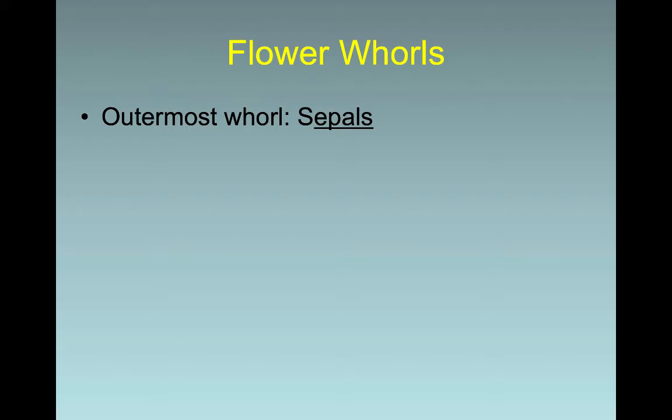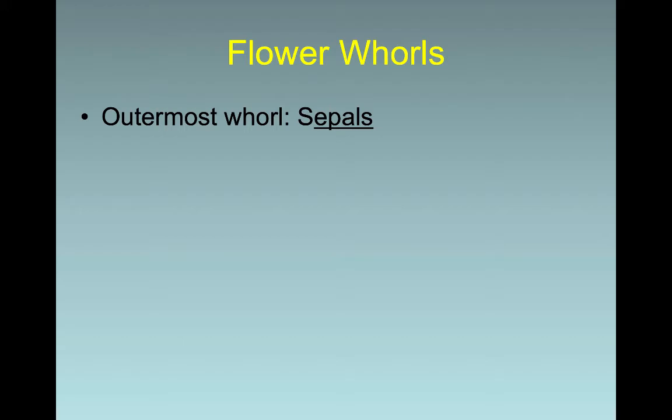Now, it's important to remember that not every plant produces flowers that have all four flower parts. Some do, some don't. But if a plant does produce a flower that has all four types, sepals, petals, male and female, then we say those flowers are complete. Right? To have all four flower parts makes a flower complete. If a plant produces flowers that are missing one or more of the flower parts, we say the flowers are incomplete in that case.